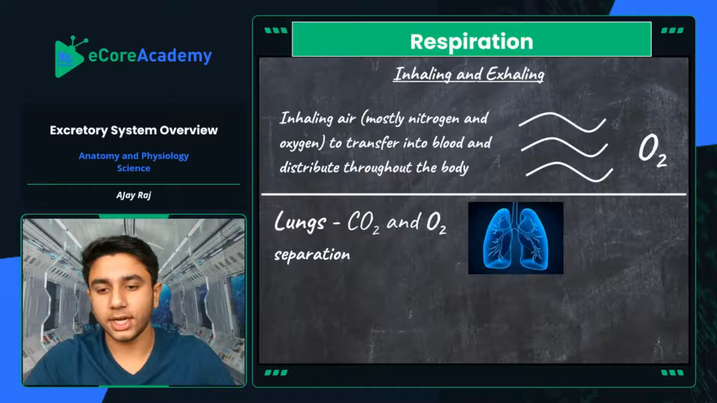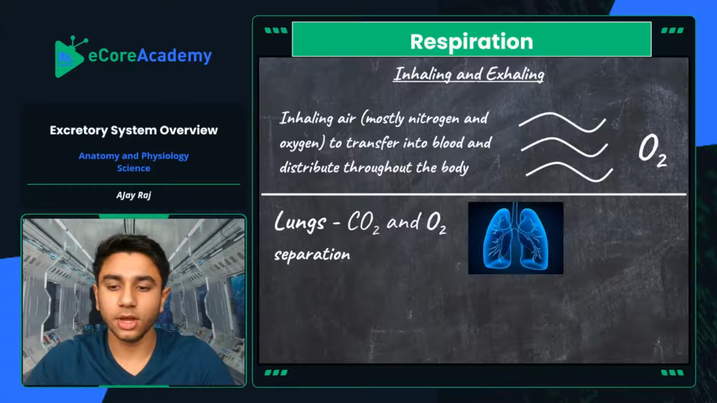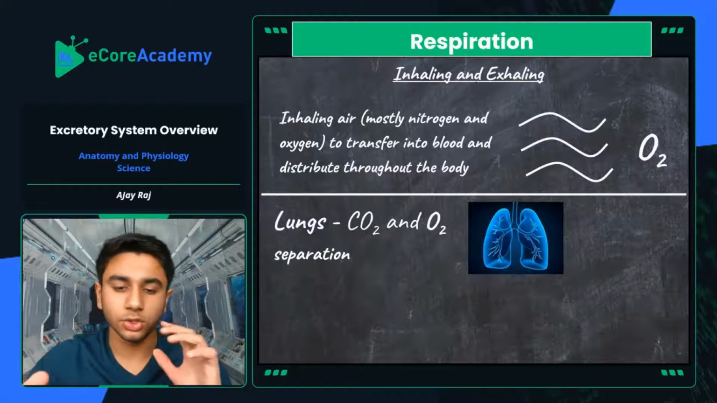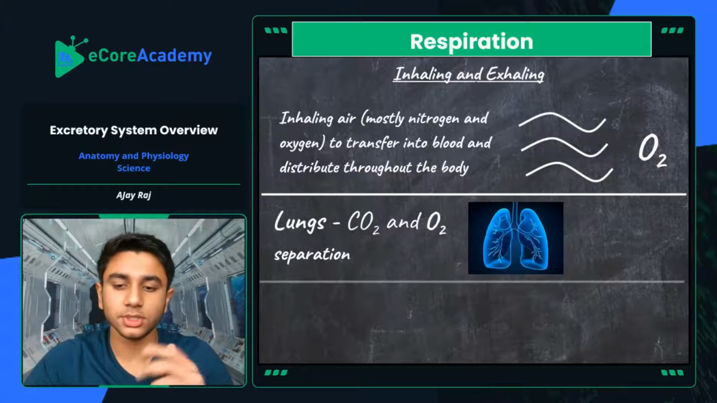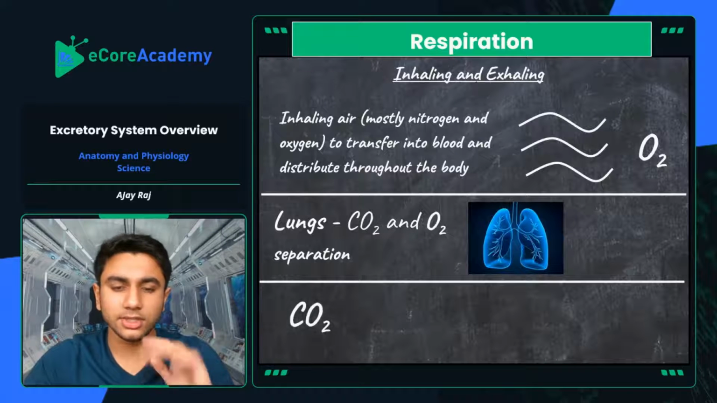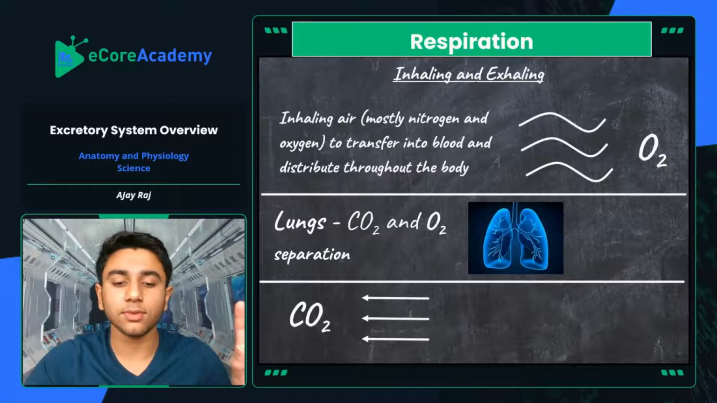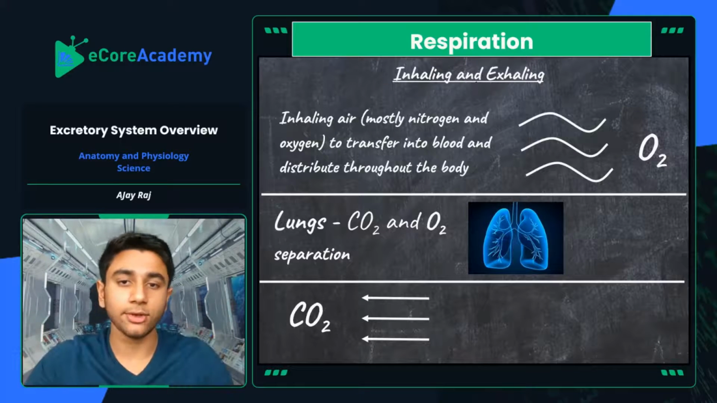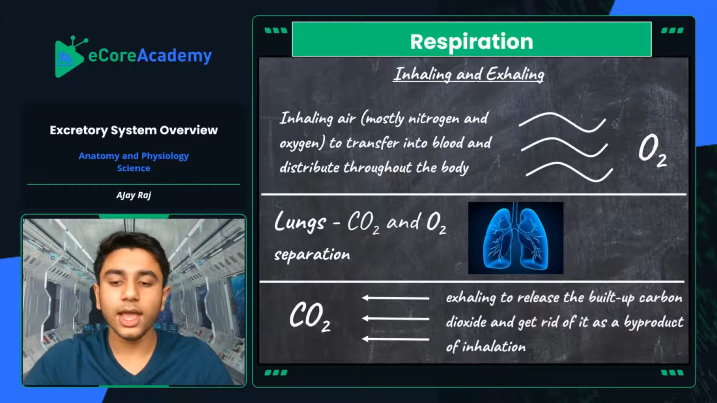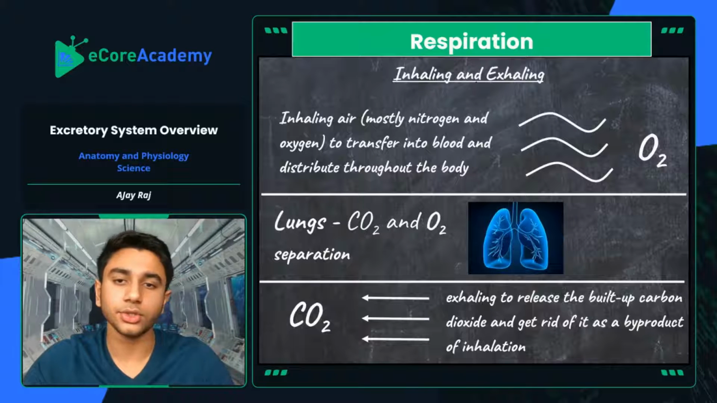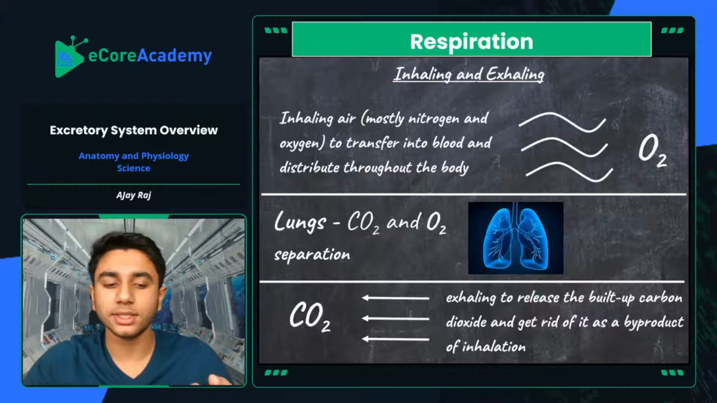Just a little spoiler for the next step. So, of course, your lungs are harvesting that O2 and separating it from the CO2 once it's developing it. And CO2 is merely a byproduct of this process. And then, of course, you have CO2, and it's getting released from the body, exhaled from the body, and you're exhaling it to release the built up carbon dioxide and get rid of it as a byproduct of inhalation. So it's a two-way step process.